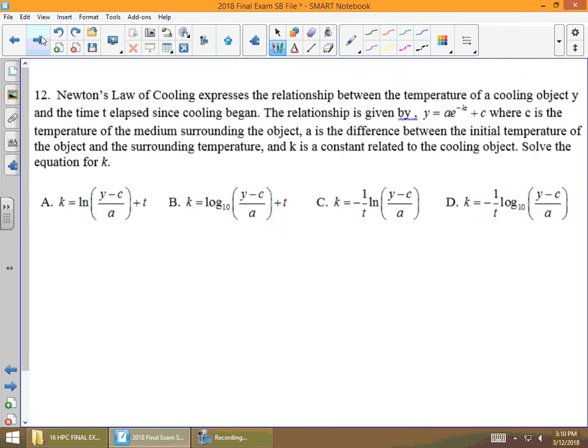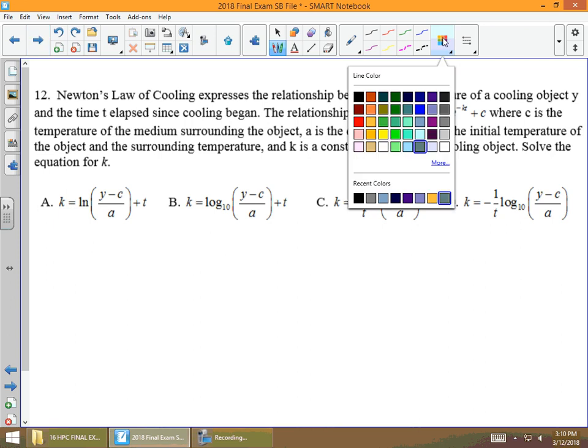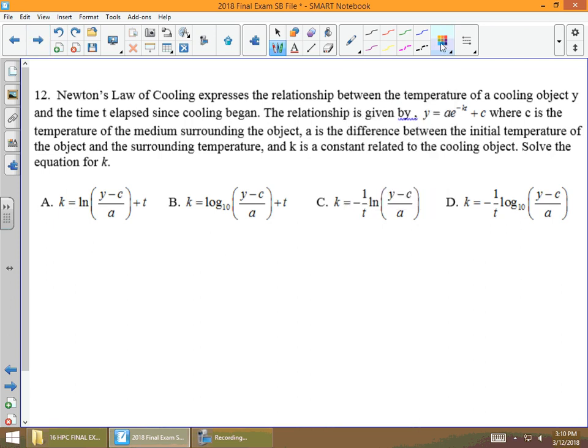Okay, one more logarithm problem. I really like this one. This is something that you'll see a lot in application problems. So here is our equation, y equals ae to the negative kt plus c, and we're solving the equation for k.